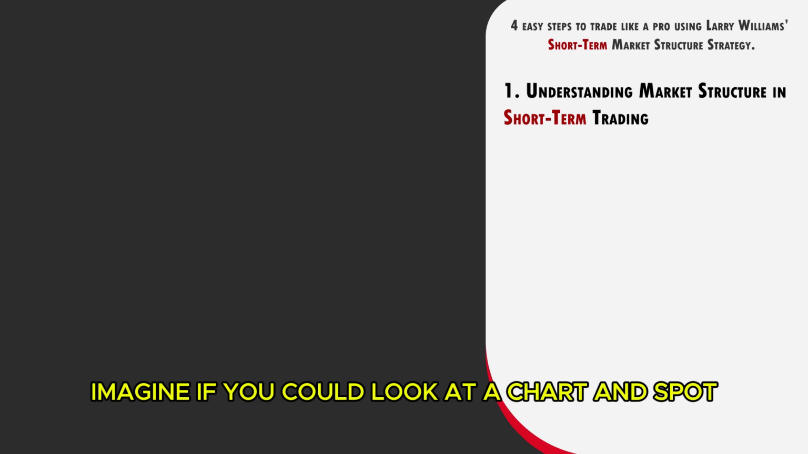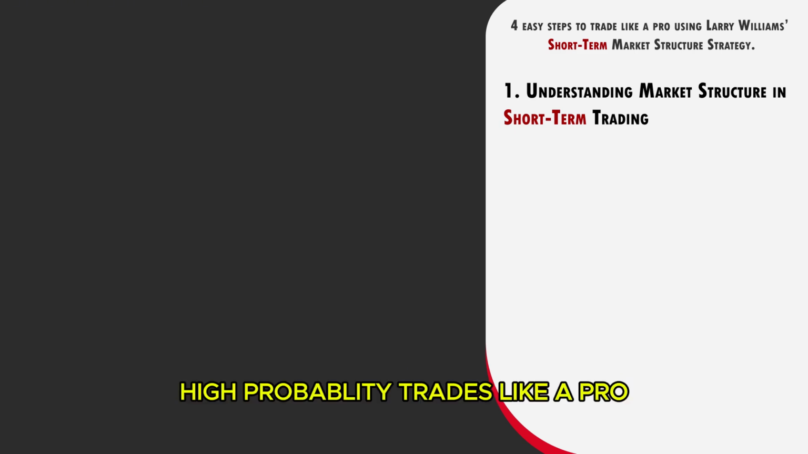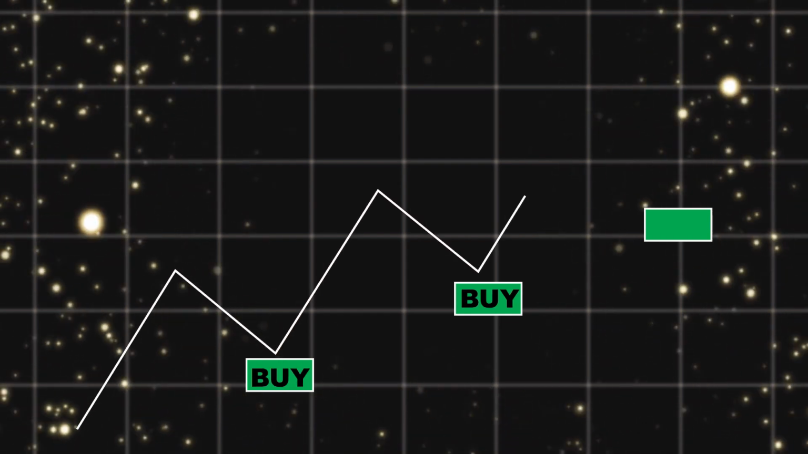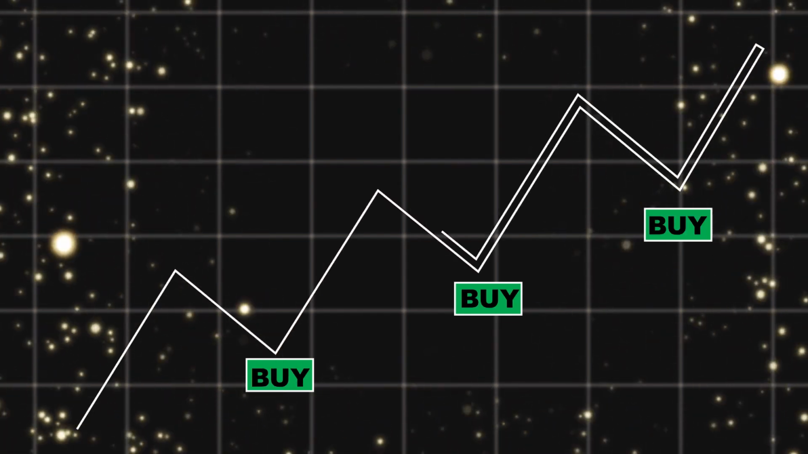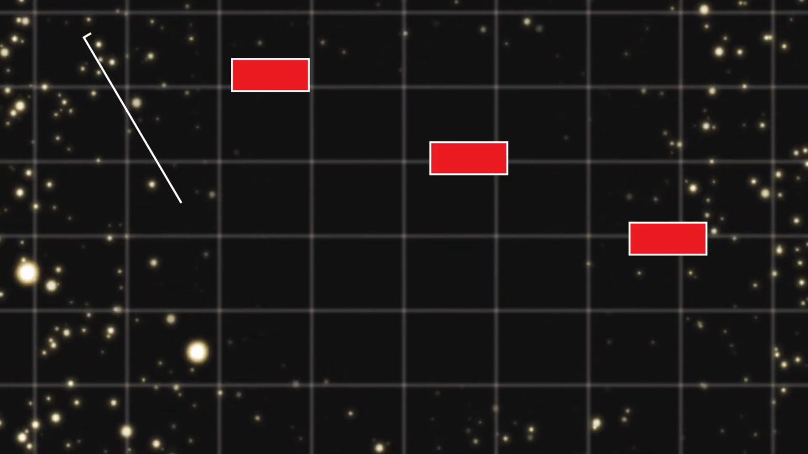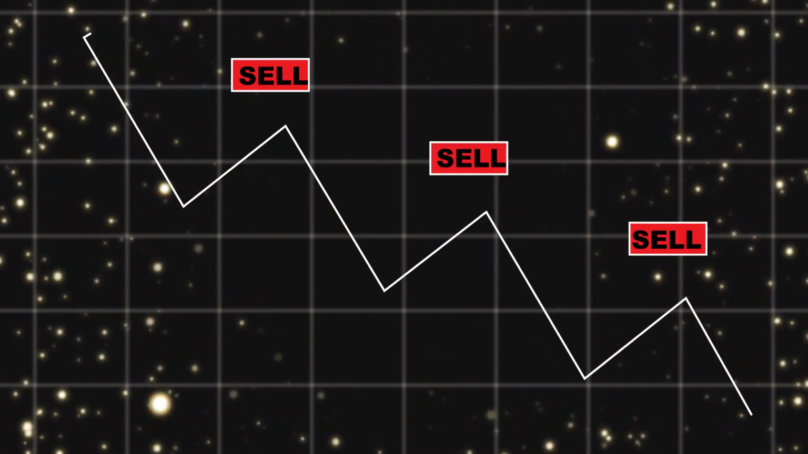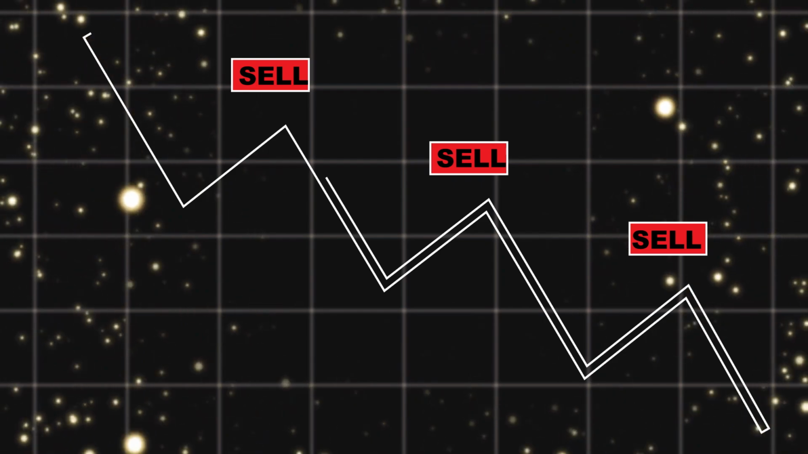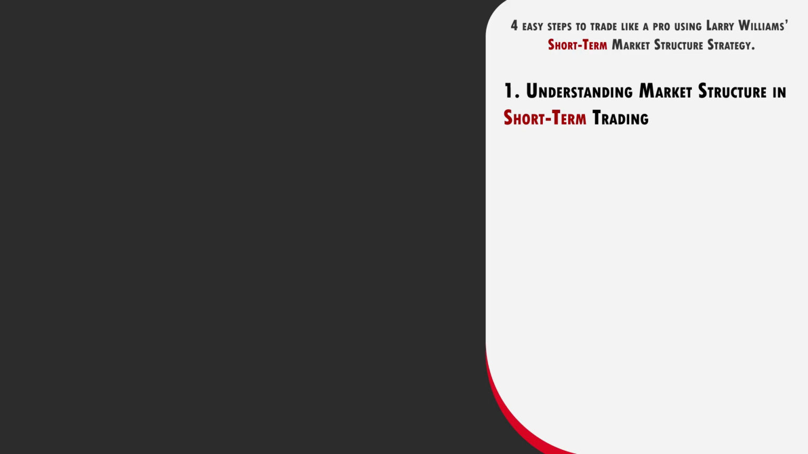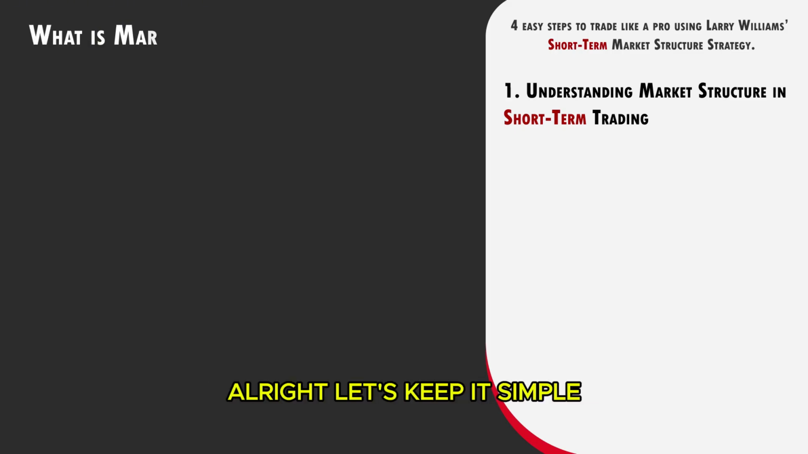Imagine if you could look at a chart and spot high probability trades like a pro. Wouldn't that be amazing? Well, that's exactly what understanding market structure can do for you. Let's quickly break down market structure in a super simple way so you can make a smarter trading decision. So, what is market structure? Alright, let's keep it simple.